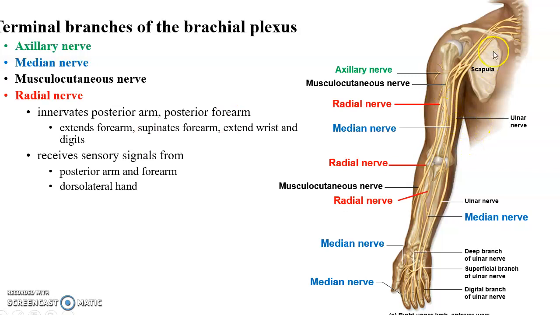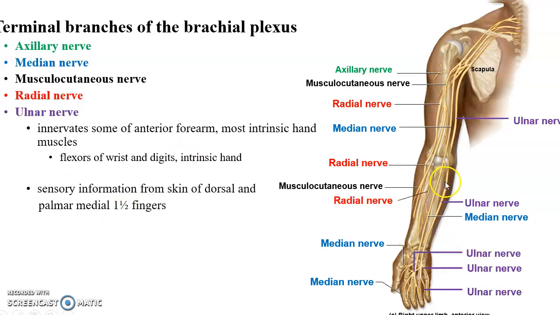Then we have the radial nerve. Radial nerve runs along the side of the radius. When you get to the forearm, it innervates the posterior arm, so triceps brachii, as well as the posterior forearm and the various muscles that extend the forearm, supinate the forearm, extend the wrist and digits. Also receives sensory signals from the posterior arm and forearm, so along the posterior side of the upper limb, and the dorsolateral hand.